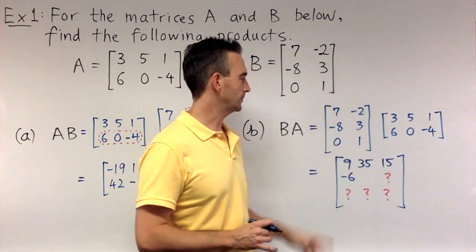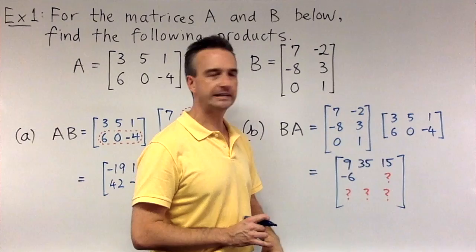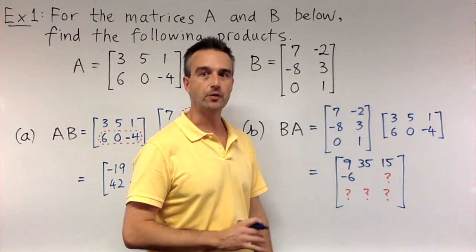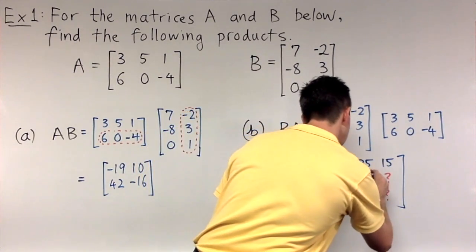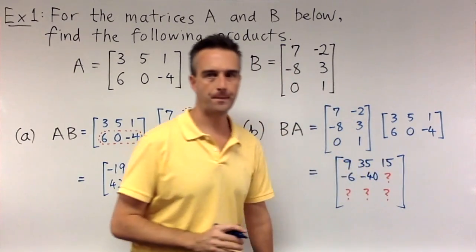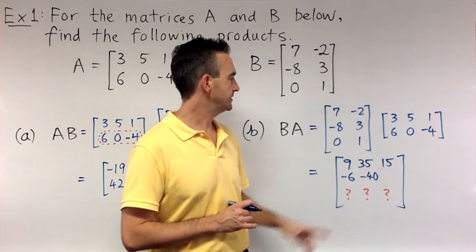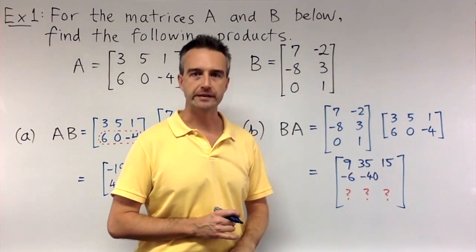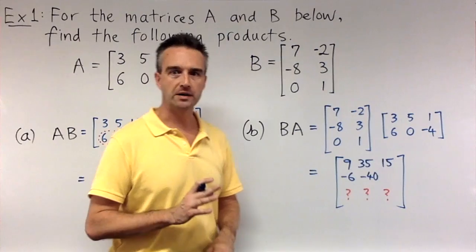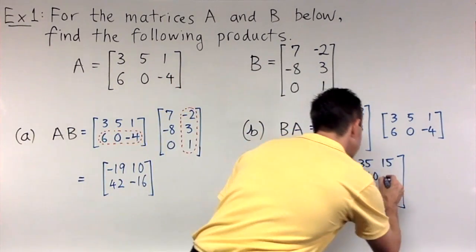Second row, second column. Negative 8 times 5 gives negative 40. 3 times 0 is 0, negative 40. Second row, third column. Negative 8 times 1, negative 8. 3 times negative 4, negative 12. Negative 8 minus 12, negative 20.